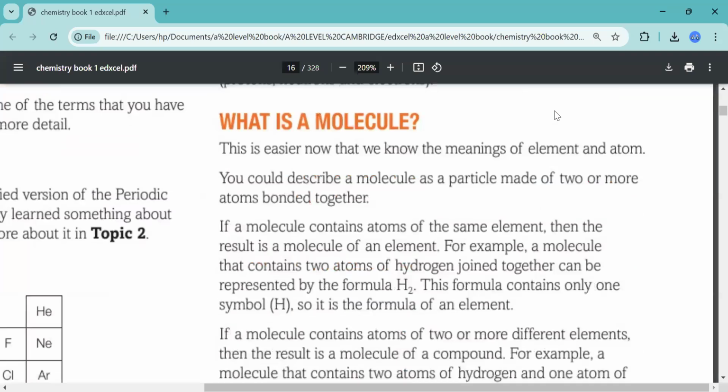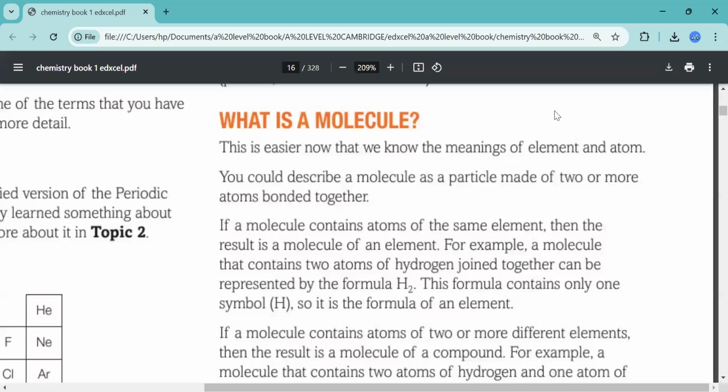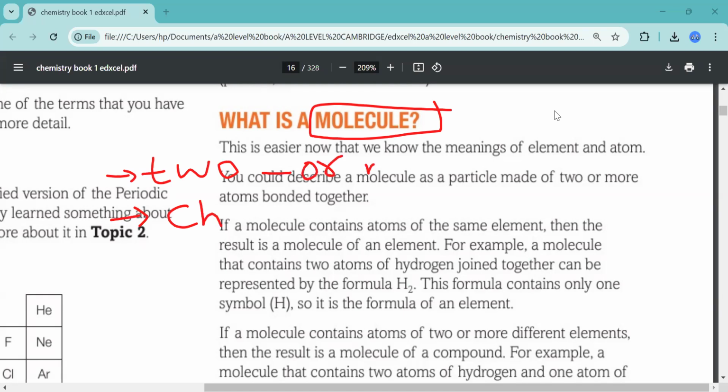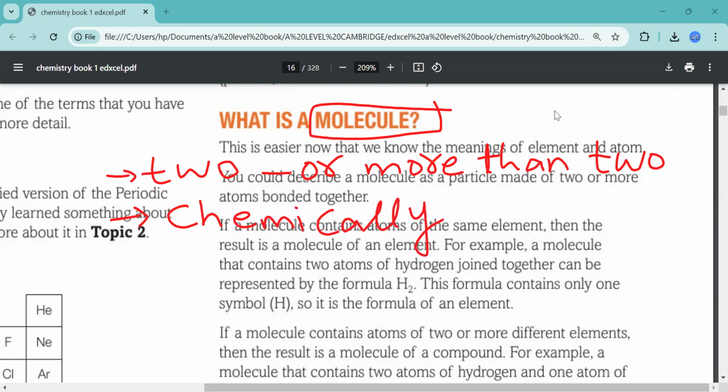Now, the next thing is, what is a molecule? A molecule means two or more atoms that are chemically joined together. The keyword is two or more. You just need to focus on these two command words, chemically joined. If there are two or more atoms that are chemically joined together, we consider them a molecule.